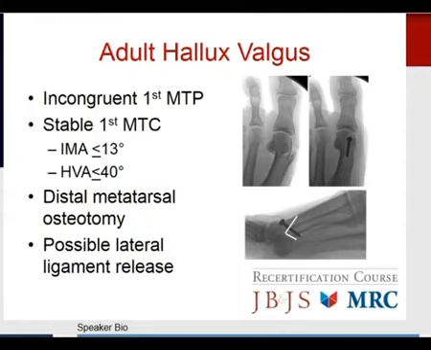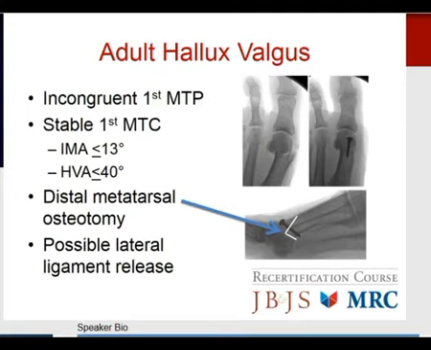So taking a step back, we have a patient with an incongruent first metatarsophalangeal joint, a stable first metatarsocuneiform joint, and a lower intermetatarsal angle. In that patient population, we correct it through a distally based osteotomy, which allows us to shift that metatarsal head laterally and then artificially correct that significant intermetatarsal angle.